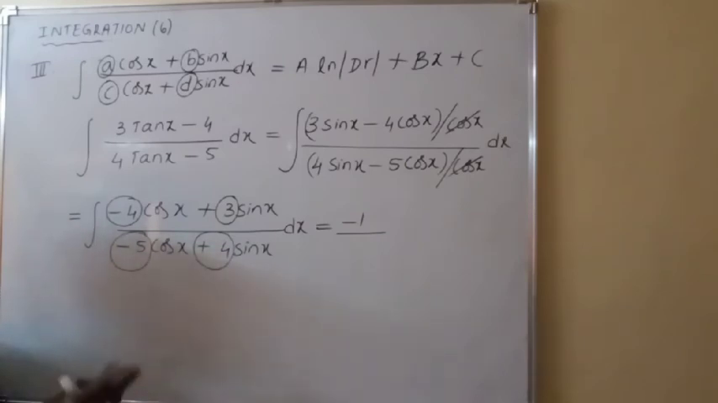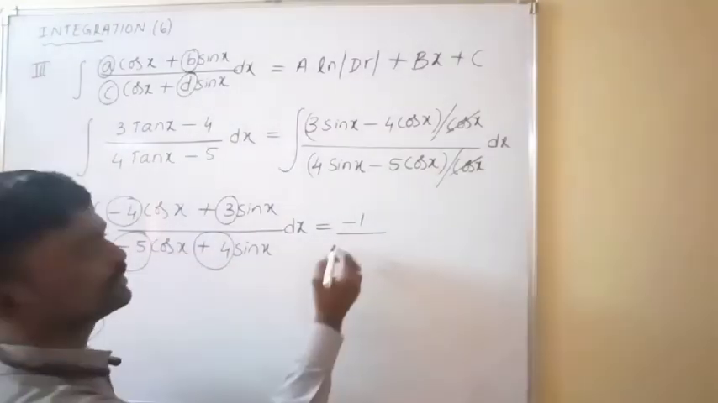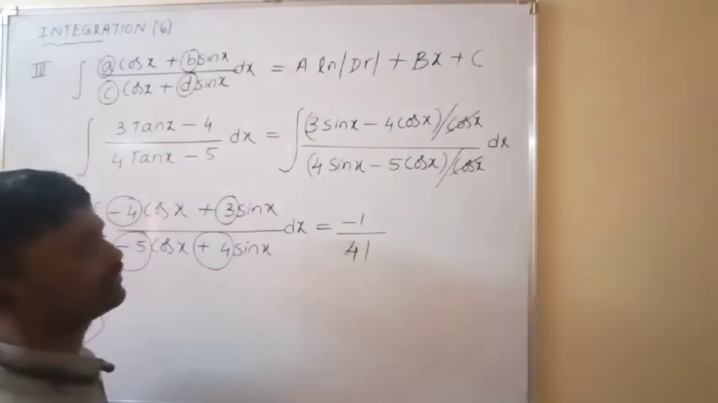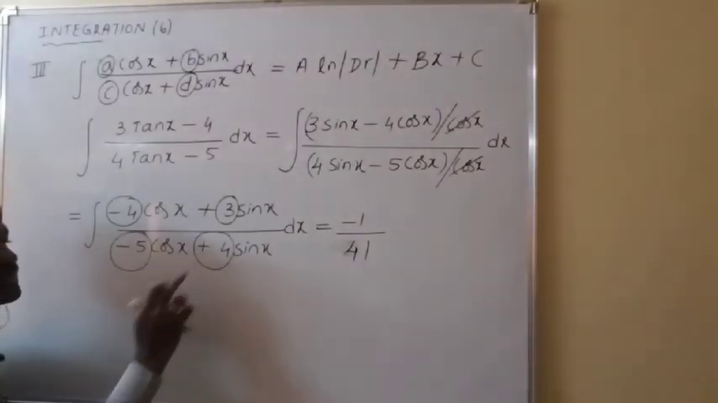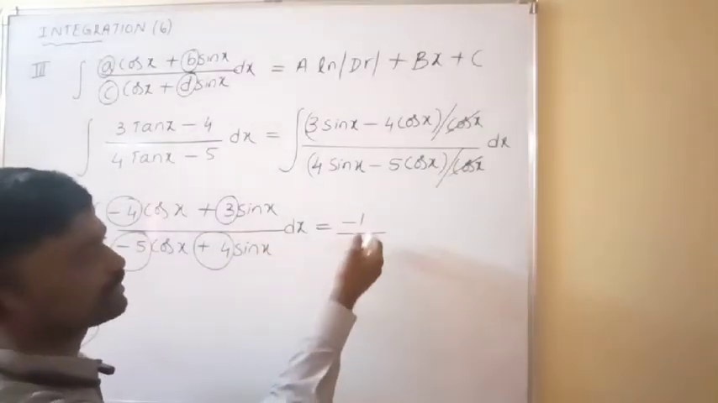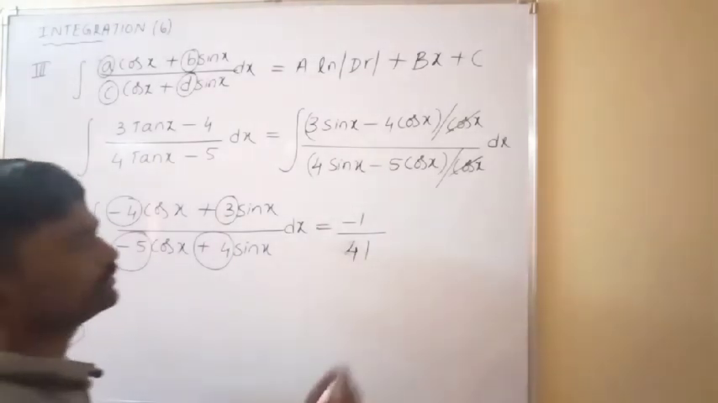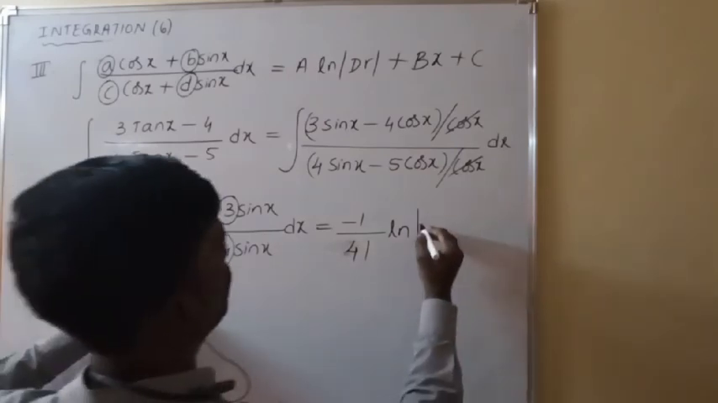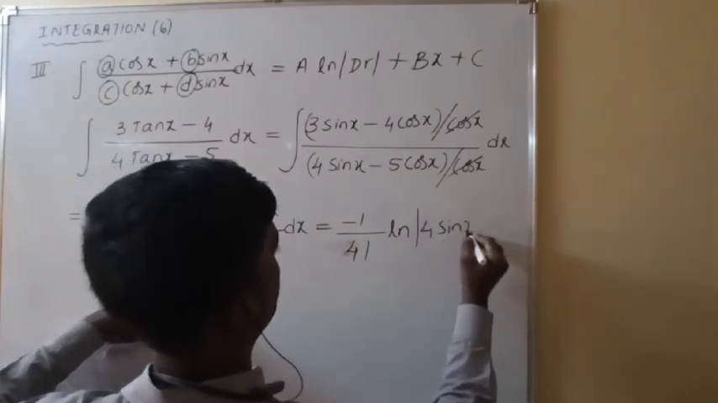C square plus D square, what will we get? Minus 5 whole square is 25, plus 4 square is 16. 25 plus 16, what will we get? 41. So the total coefficient is minus 1 by 41 into ln of the denominator. What is the denominator? 4 sin x minus 5 cos x.